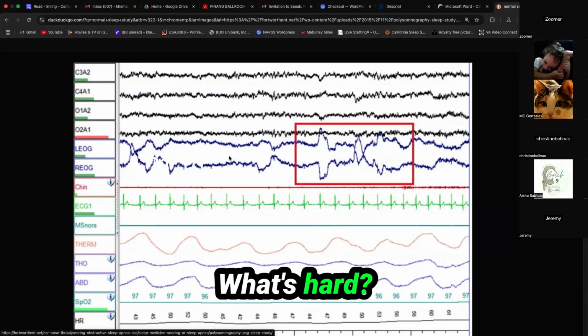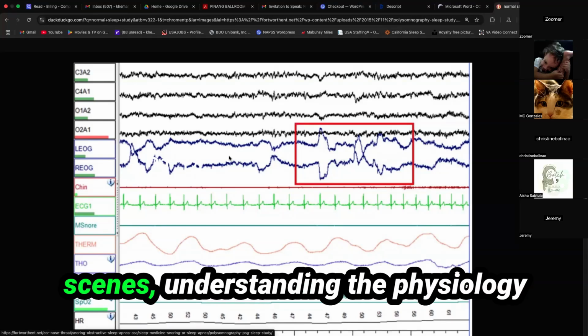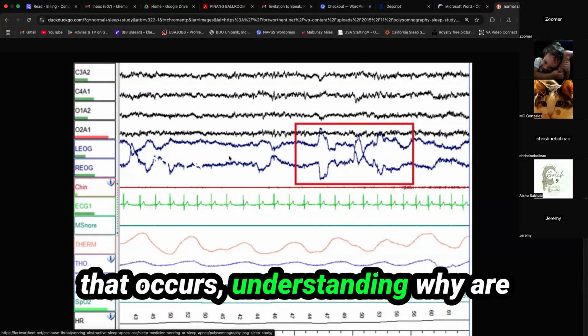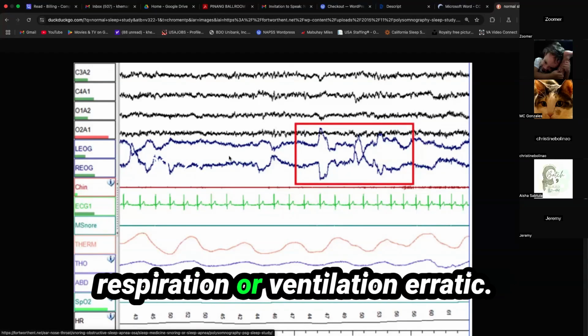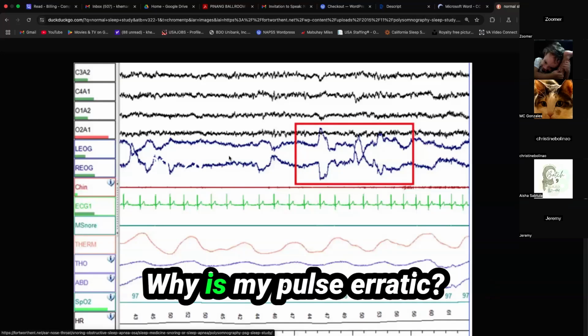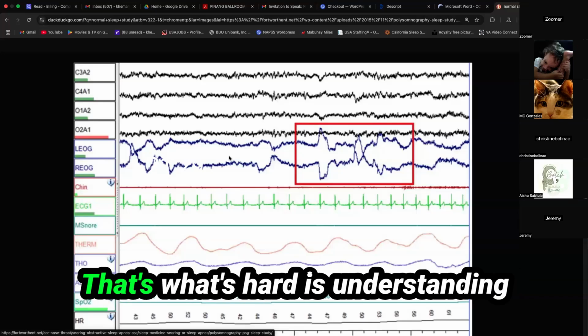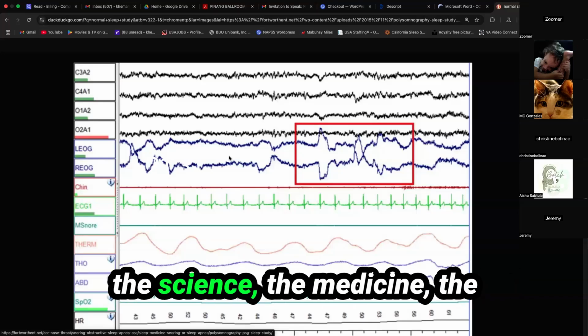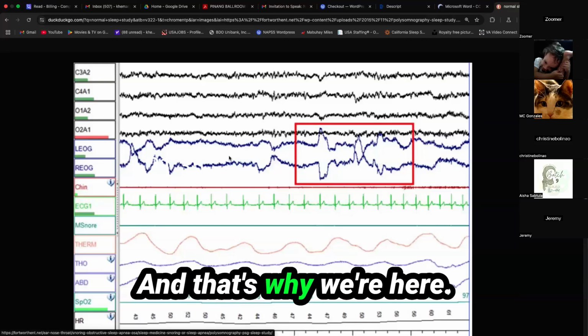What's hard is understanding what's happening, understanding what's behind the scenes, understanding the physiology that occurs, understanding why we are having REM, and then why is my respiration or ventilation erratic? Why is my pulse erratic? Why is it only happening during REM? That's what's hard, is understanding the science, the medicine, the technical component behind things. And that's why we're here.